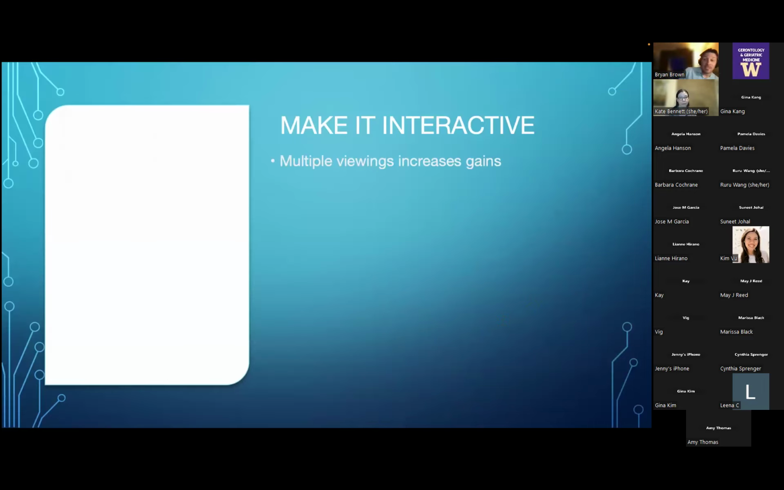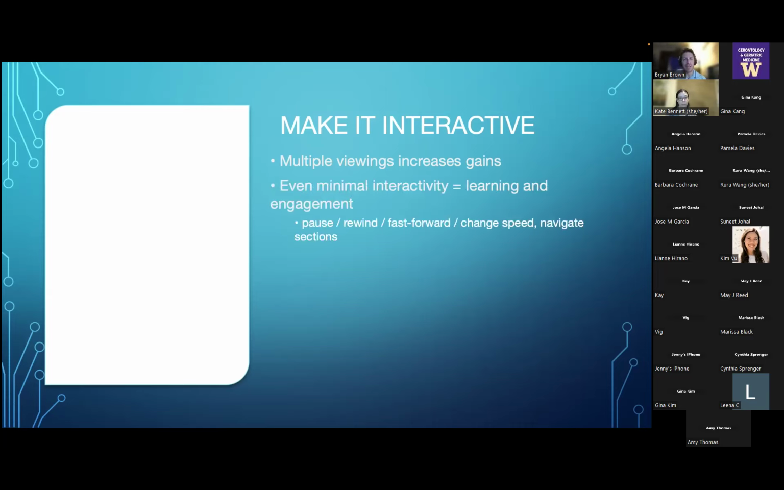So, making it interactive. Definitely any way to make any kind of media or video interactive is going to improve learning over just passive viewing. It's not going to shock anyone that if you watch something multiple times, it increases gains. But even minimal interactivity helps. If the learner has the ability to pause, rewind, fast forward, change speed, or navigate between sections, that's going to improve engagement. If possible, add some sort of quizzes or other interactive elements.